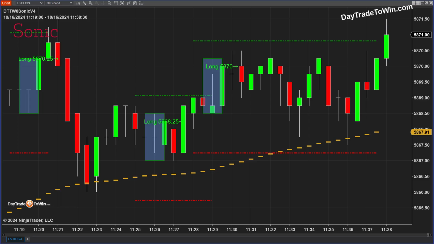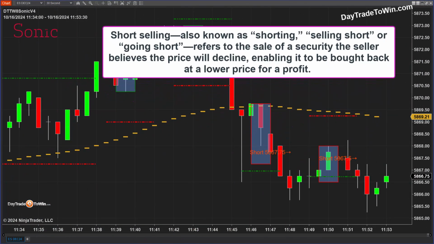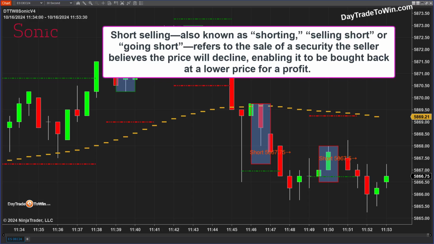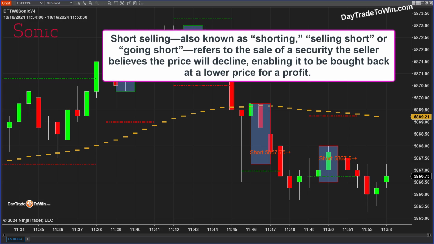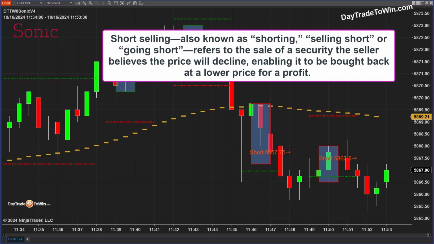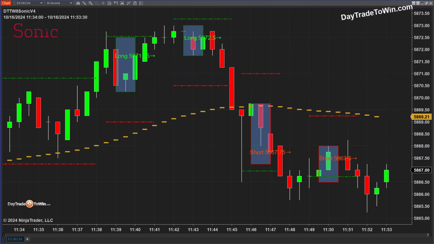So we've seen a few long signals. Let's take a look at some short signals. Taking a short signal means you're selling the market, whether it be the E-mini, the NASDAQ or the oil, in order to buy it back at a lower price, so you're buying it back cheaper. That's how you make money as a short trader when you place a short position.